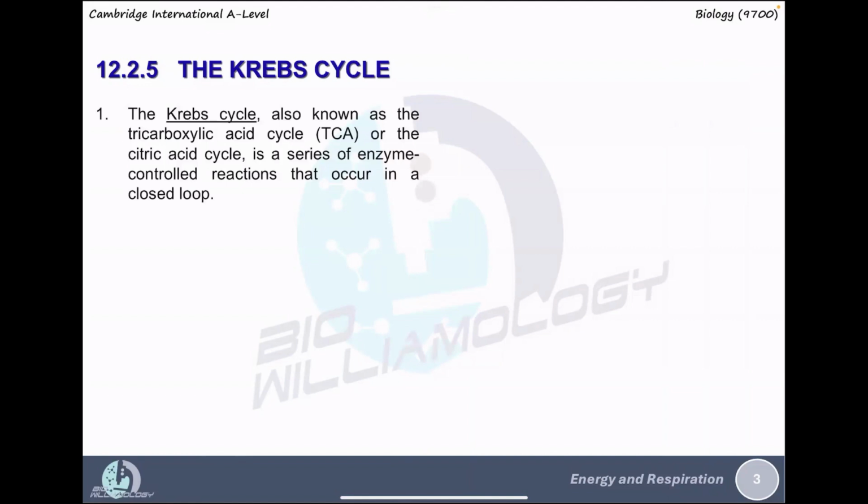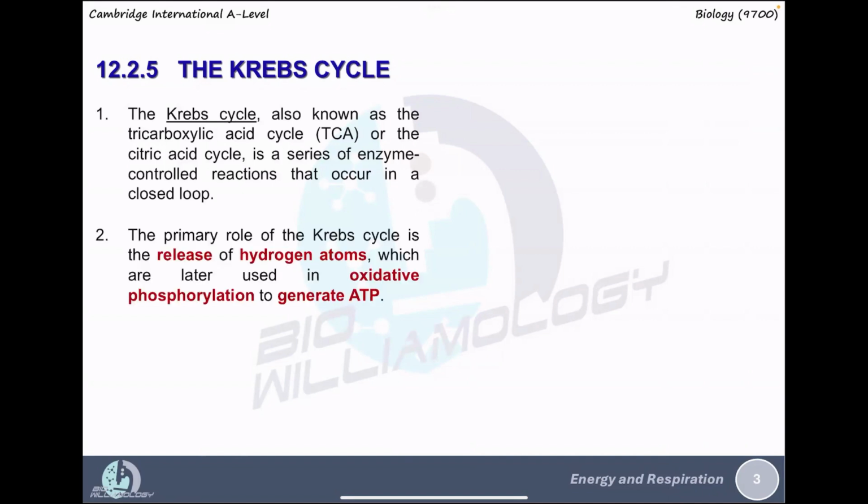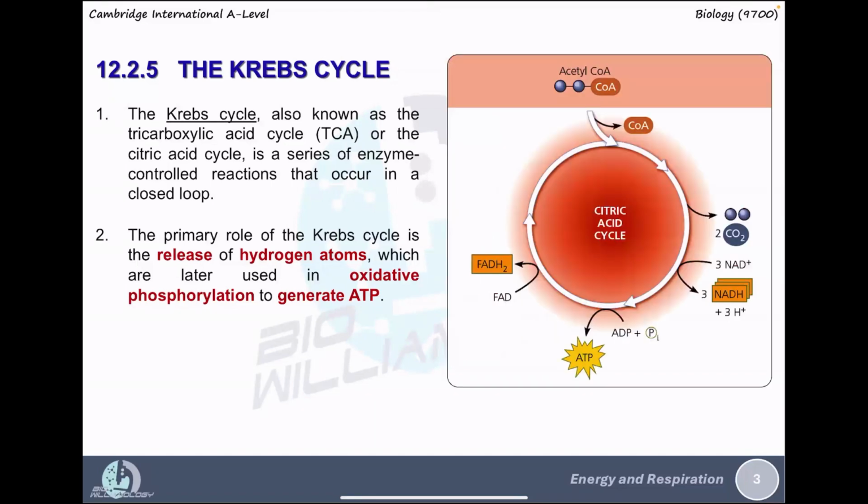The Krebs cycle is also known as the tricarboxylic acid cycle or the citric acid cycle. It is a series of enzyme-controlled reactions that occur in a closed loop. The primary role of the Krebs cycle is the release of hydrogen atoms, which is very important because they will be used in oxidative phosphorylation to generate ATP. The diagram shows us how this citric acid cycle occurs.